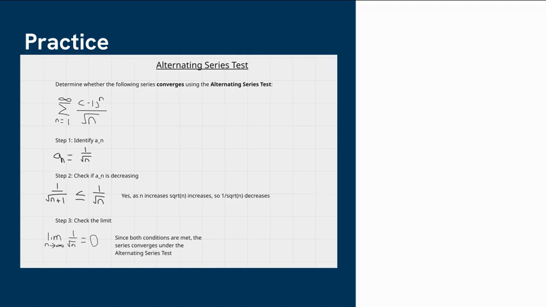And our second step to seeing whether the series converges is to check if the limit of a sub n approaches 0. And so we write out the limit as n approaches infinity of 1 over the square root of n. And that's equal to 0 because as n increases, the denominator increases, so 1 over the denominator approaches basically 0. And now, since both conditions are met, the series must converge under the alternating series test.